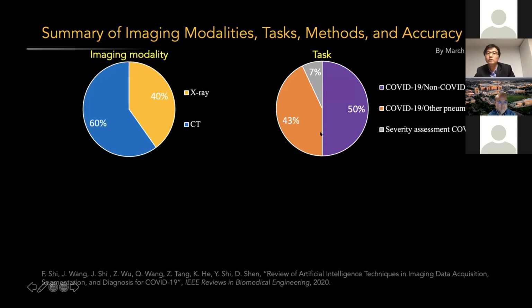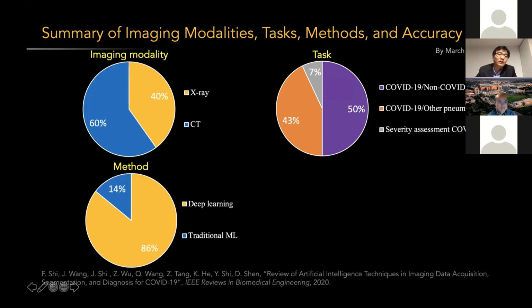And also, 50% of the papers deal with the classification between COVID-19 and non-COVID-19. And 43% of papers actually identify COVID-19 from other pneumonia. And 7% of papers predict or assess severity. This is more difficult, so we have fewer papers on this task. And also, in terms of method, 80% of papers use deep learning, and 40% of papers use traditional machine learning algorithms.